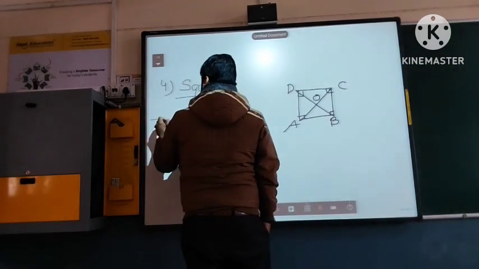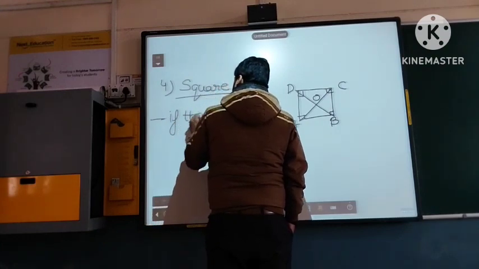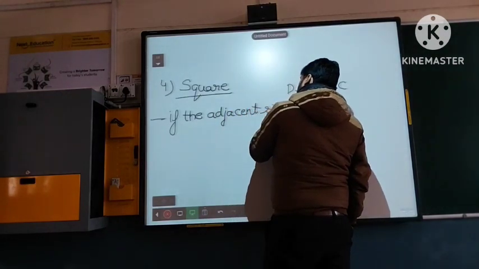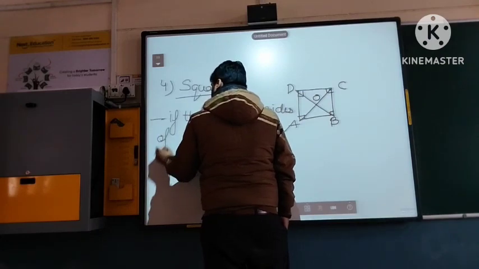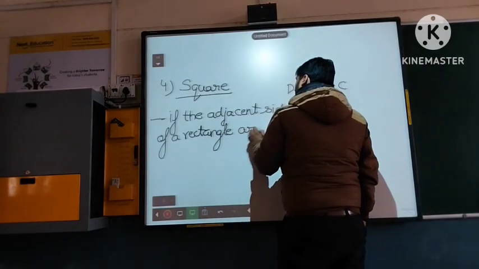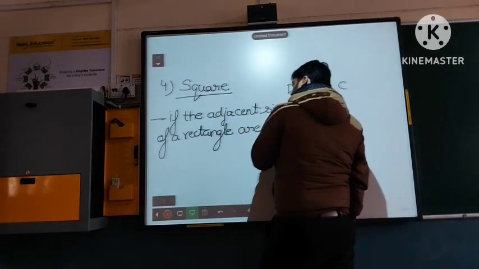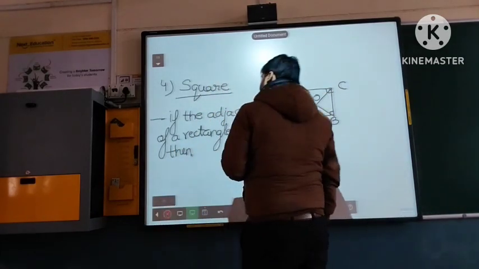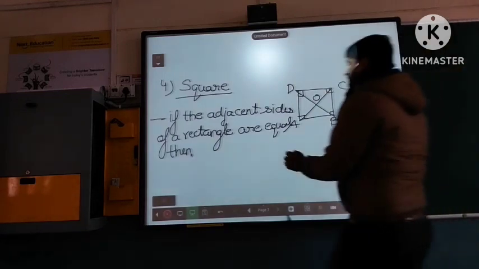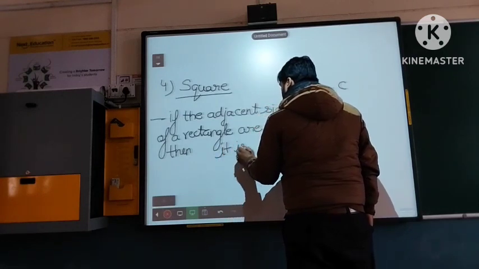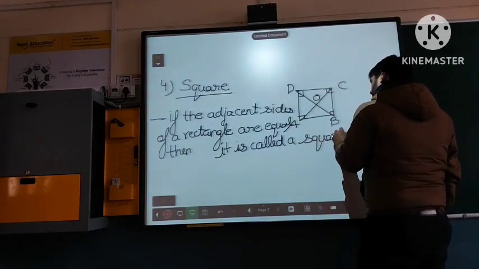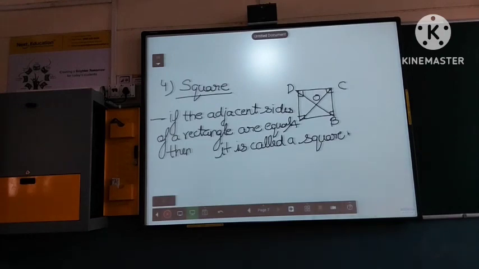Now, again, a square is also a special type of parallelogram. What is mentioned? If two adjacent sides, but here we are making a modification over a rectangle. If two adjacent sides of a rectangle are equal, then it is called a square. So in the rectangle, some modification you are doing, and it becomes a square.